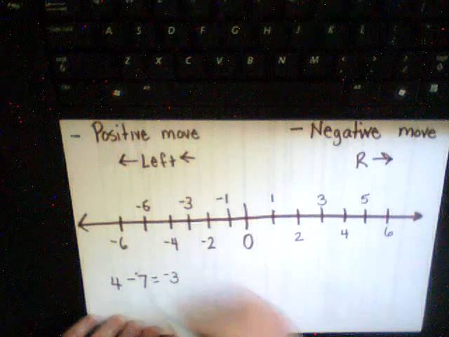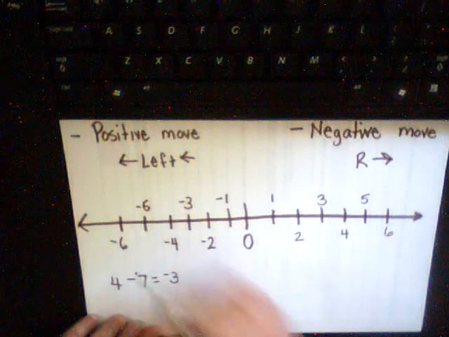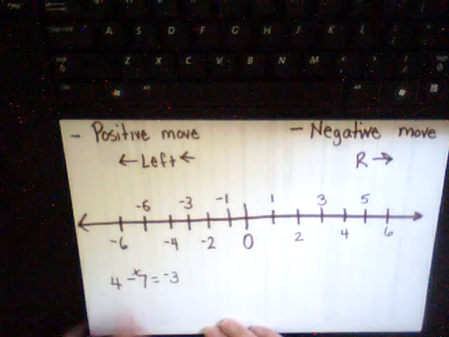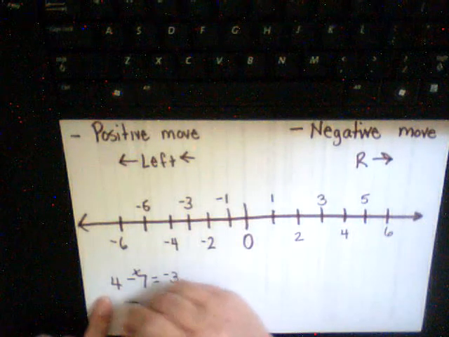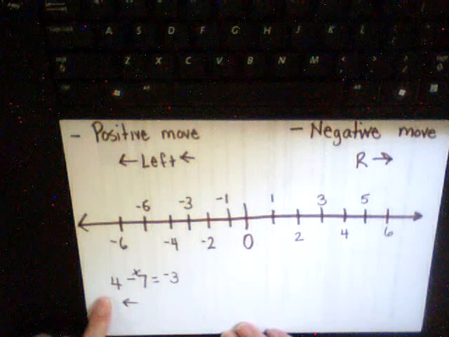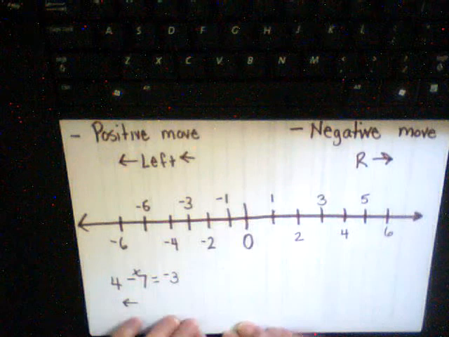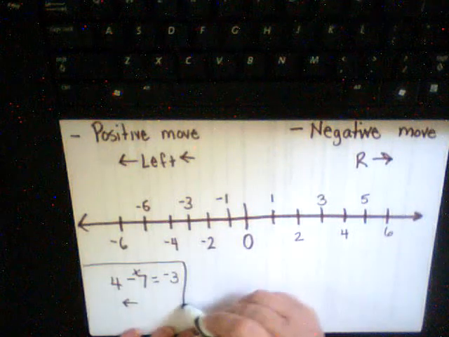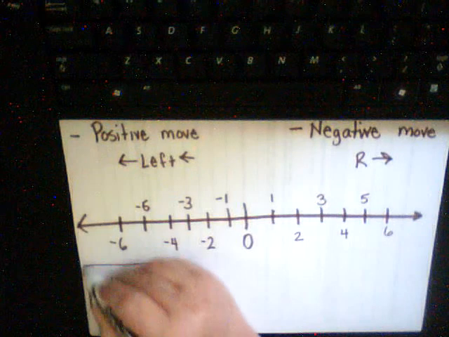Because this was a positive integer, we move to the left on the number line. I should make that a little bit bigger so you can see. Okay. Let's do another one.